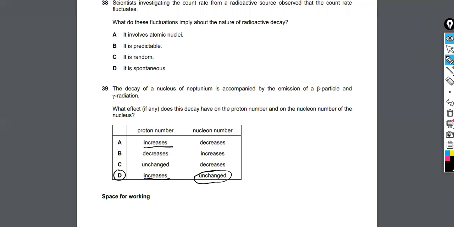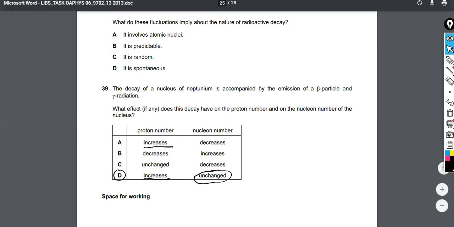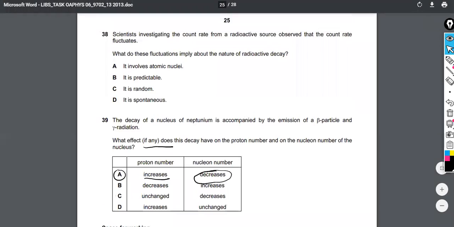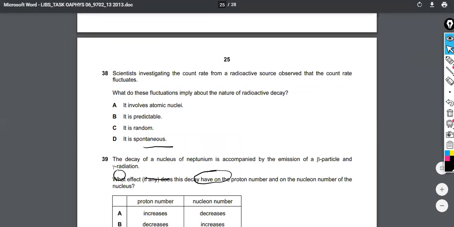Question 38 here is still dealing with radioactivity. Like I said, it's usually 2 or 3, sometimes 4 questions, but always at the end of paper 1, you get some radioactivity questions. Scientists investigating the count rate from a radioactive source observed that the count rate fluctuates. What do these fluctuations imply about the nature of radioactive decay? That it involves atomic nuclei, it is predictable, it is random, or it is spontaneous.